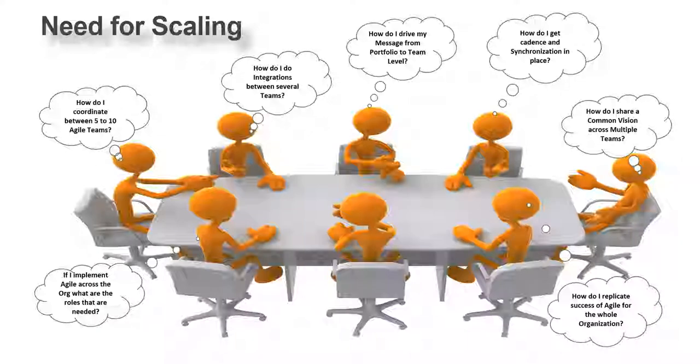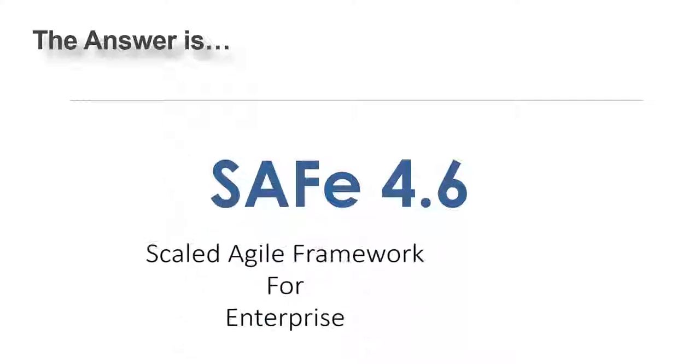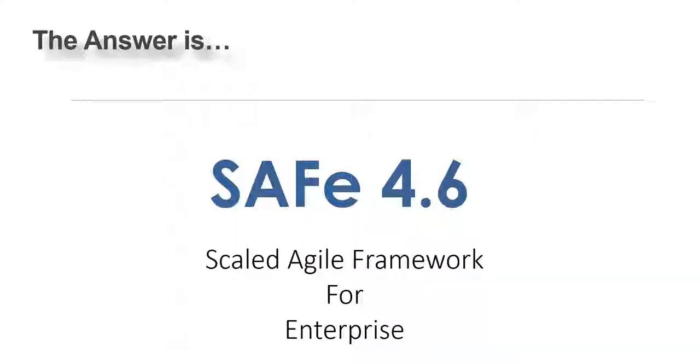So these are the challenges that the industry is currently facing. People who are doing agile, seeing the success of agile, everybody wants to go the agile way. But when they start going the agile way, these are the challenges they start facing. So the answer for all of that is Scaled Agile Framework for Enterprises, or SAFe. And the current model that it is using is 4.6.